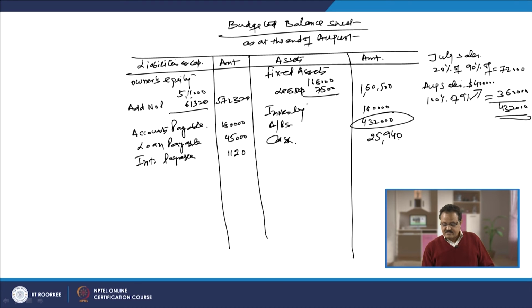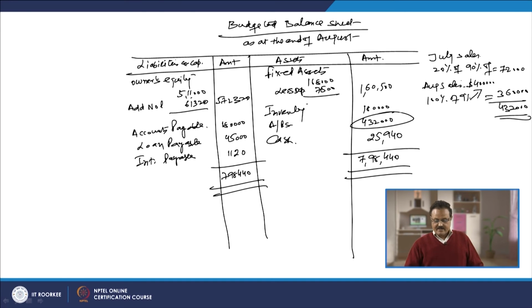So, if you sum up these two sides, you will find your balance sheet is balanced. This balance sheet is how much? 7,98,440. And this is 7,98,440. If you total it up, you will work it out: 0, 0, then 4, then 5 and 9, then 4 again. So, the total amount works out as 7,98,440. So, this is now the final balance sheet which we have prepared, and this is the quarterly balance sheet.